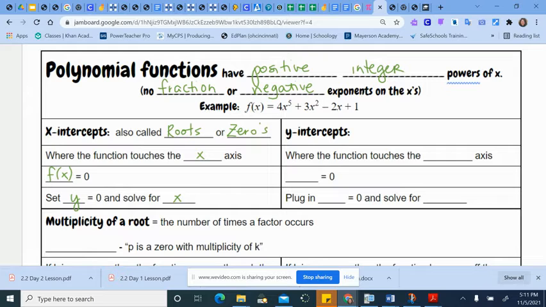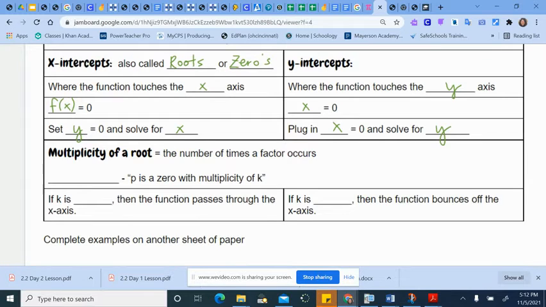Now we've talked about this, but it gets a little confusing sometimes, so I'm going to make sure we pull it all together. Y-intercepts, remember, are where the function touches the y-axis. And that's going to happen when x equals 0. So we plug in x equals 0 and solve for y. Okay.